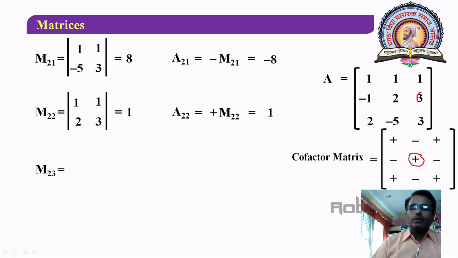Now next you have to consider A23. Delete this row and this column. So you will get 1 1 2 minus 5, isn't it? So therefore its value is minus 5 minus 2, isn't it?